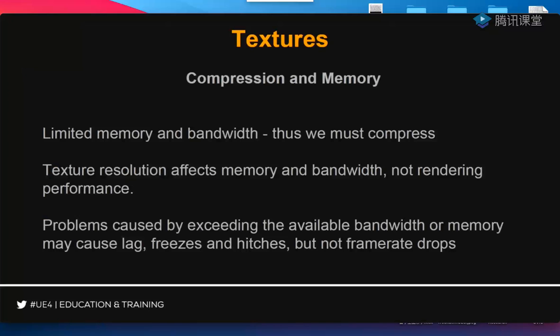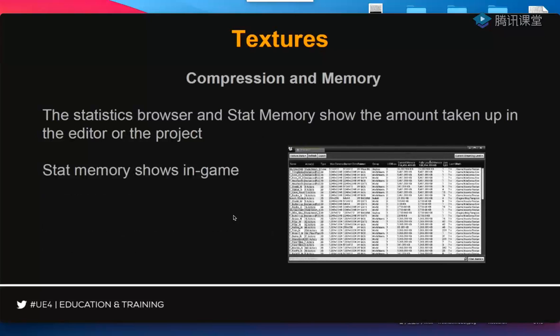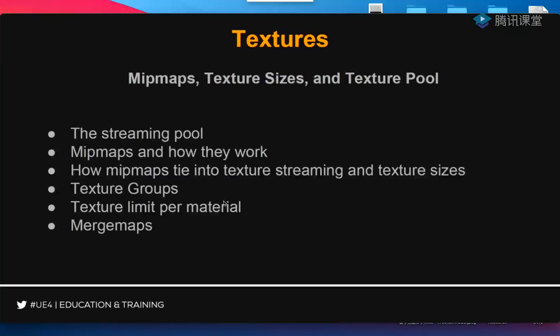Because there is limited memory and bandwidth for our graphics cards, the texture resolution affects the final performance. And this is decided by the streaming pool. So we will see later on how to use the stats windows to show the textures and their sizes and dimensions, and how to handle that the right way. And then we will see something about the streaming pool, how mipmaps work, texture groups, and some mipmap.